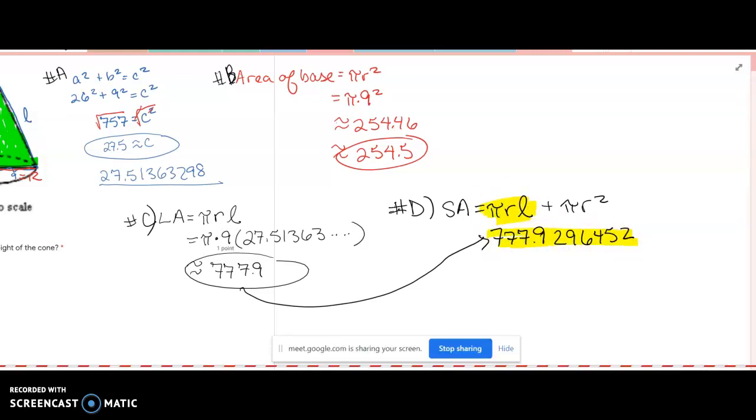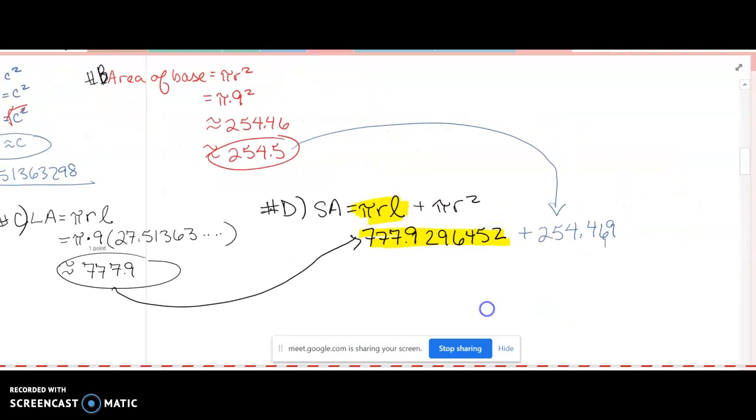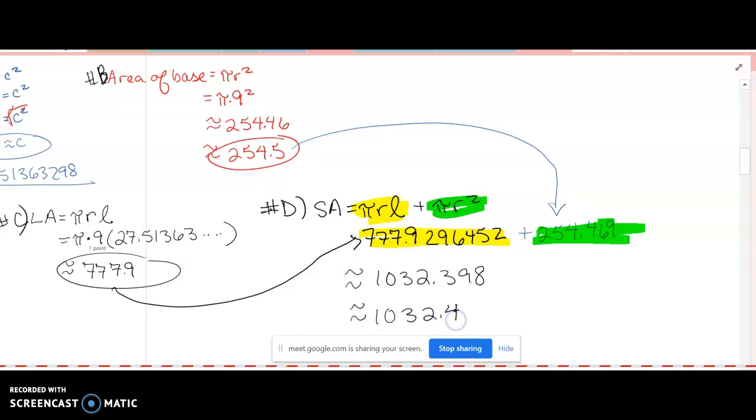Then I'm going to add to that the pi r squared that I got up here, which was really 254.469. And remember, you can use that copy and paste feature on your calculator so that you're not having to retype these entire numbers over again. So your answer comes out to be 1032.398, which is to the nearest tenth 1032.4. What questions do you have about that?